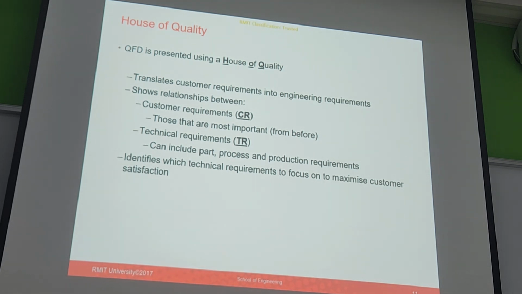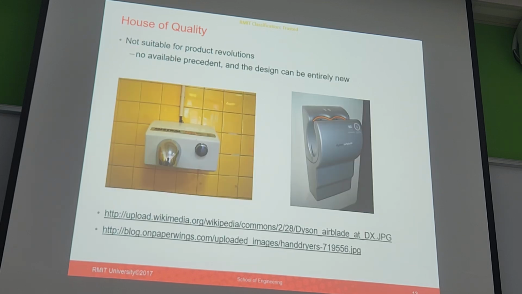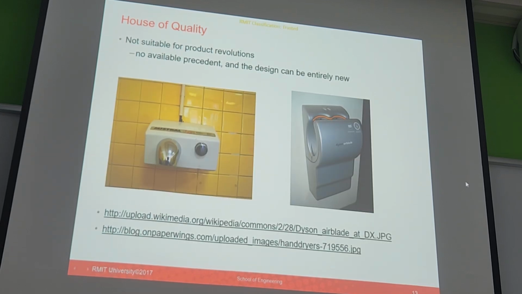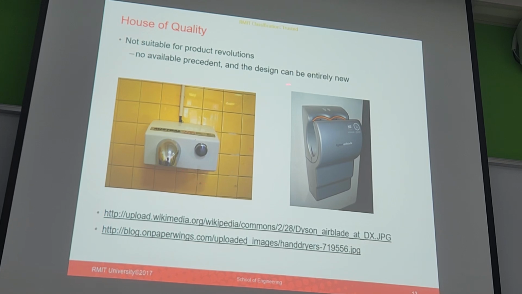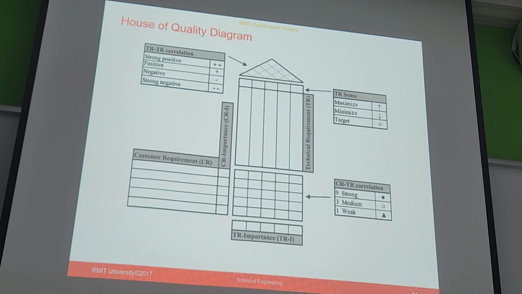So, translate customer requirements into engineering requirements, show the relationship between customer and technical. We call it house of quality. You understand? Translation between me as a customer and you. House of Quality iPhone 4, iPhone 5, and you can see about this, about the drawing, and the new generation is Dyson. It comes from the House of Quality.